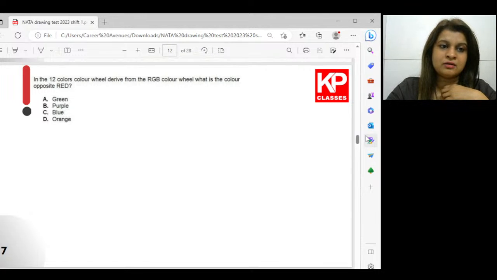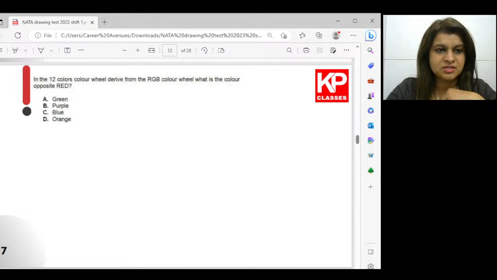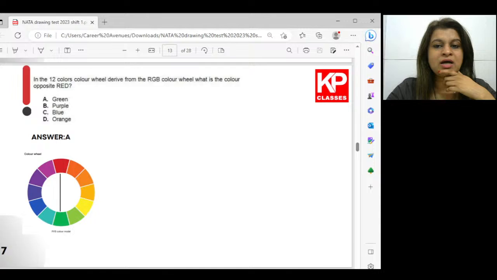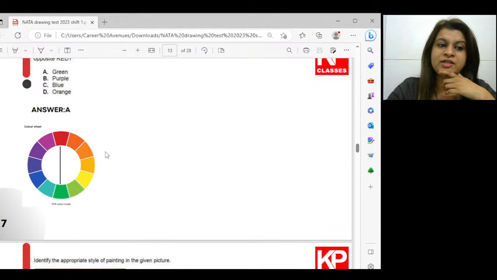So the answer to this particular question: the 12 color wheel derives from the RGB color wheel. What is the color opposite to red? The color opposite to red, as you all know, is green. We already discussed it in one of the questions. And over here, I have also shown the color wheel.